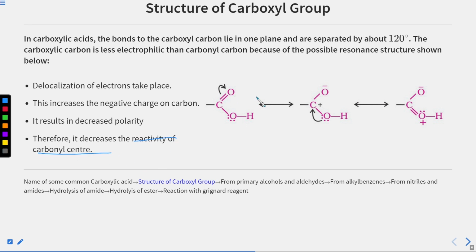Okay, so this is about the structure of the carboxylic group. Now when you study the reactivity of the carboxylic group, you will be able to develop a bridge or a sense between the structure and the reactivity. Why is it less?